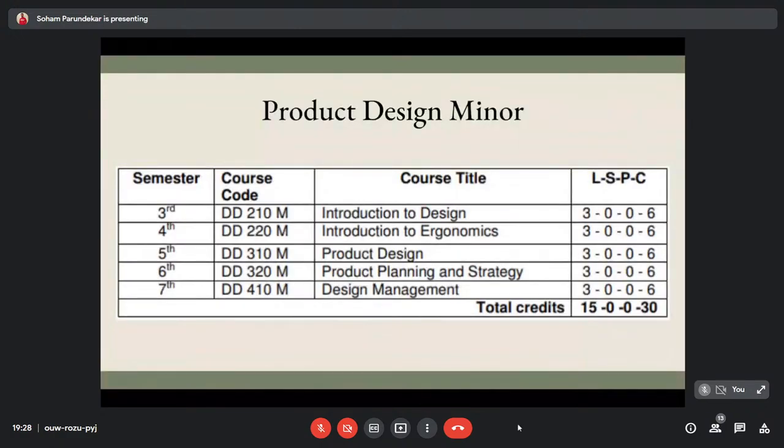I'm from the EEE department, and I'm going to be talking about the product design minor. Here is the core structure. In the third semester, we had Introduction to Design, where we learned about the history of design and architecture and how to follow the process of design thinking, and it was pretty fun.